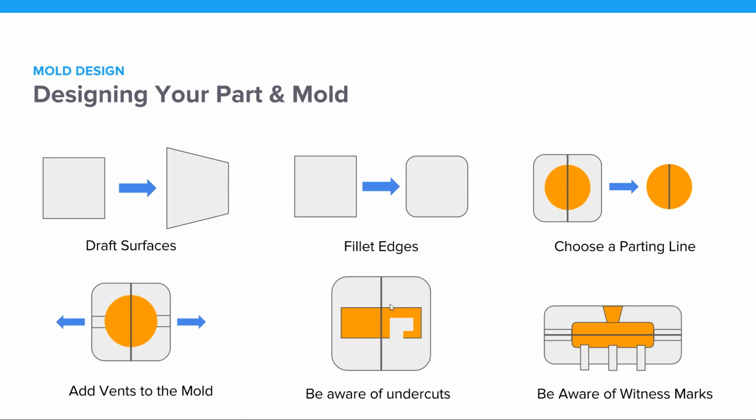Finally, on this slide, you want to be aware of witness marks. A witness mark is where a runner touches the part. That's called a gate mark, or an ejector pin mark or a vent mark, anything like that.